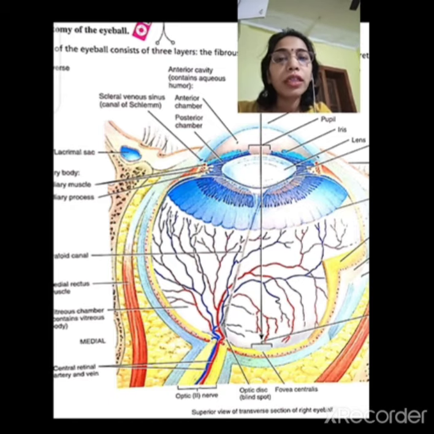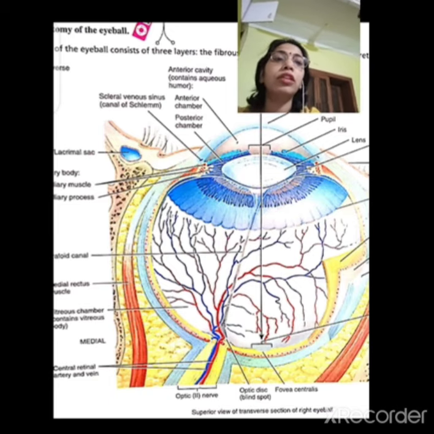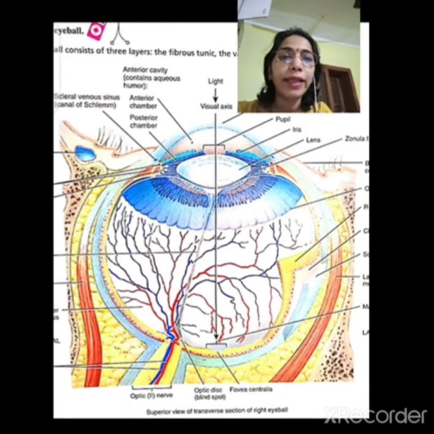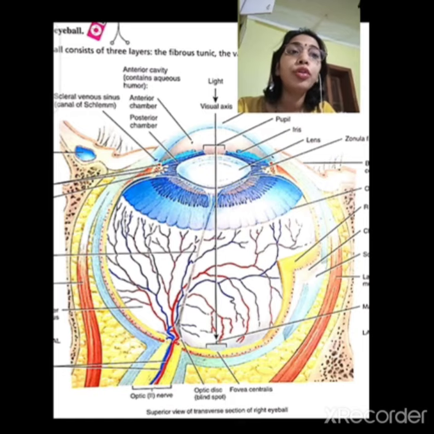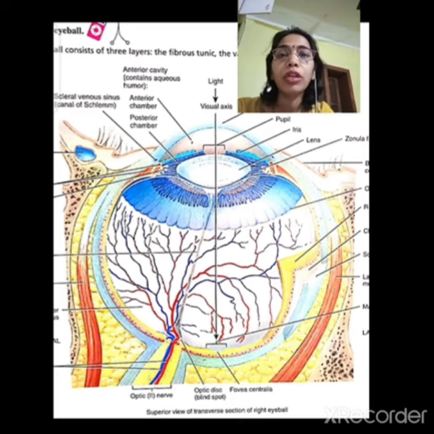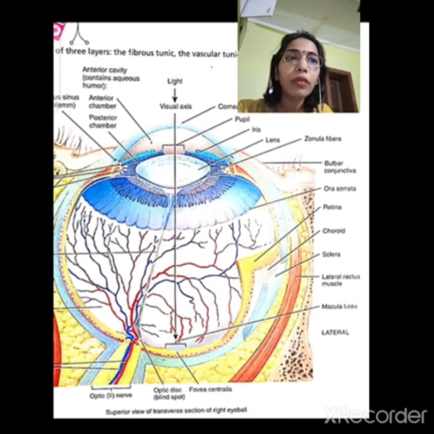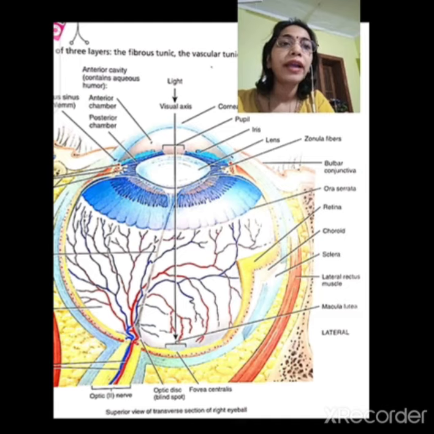Now we'll study the inner vascular tunic, the vascular area, the blood vessels, the supply of the blood, and all that in this next slide. So the vascular tunic, also called the uvea, is the middle layer of the eyeball. It is composed of three parts: choroid, ciliary body, and iris.